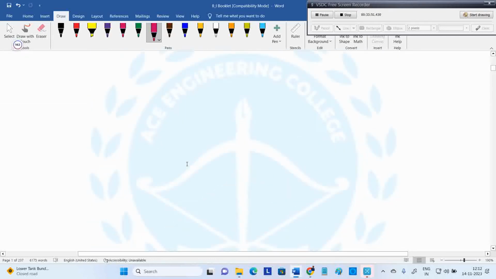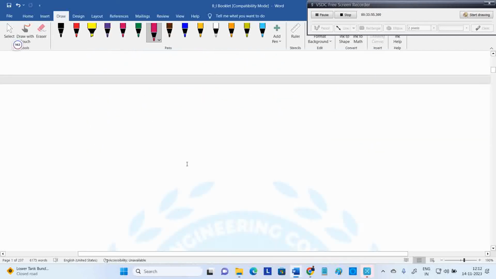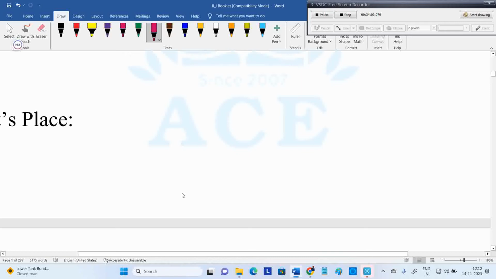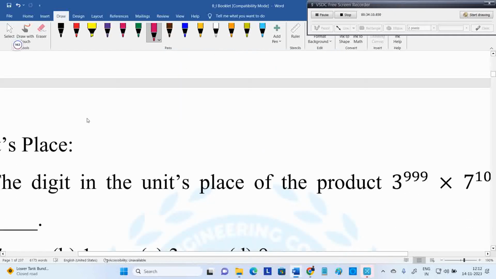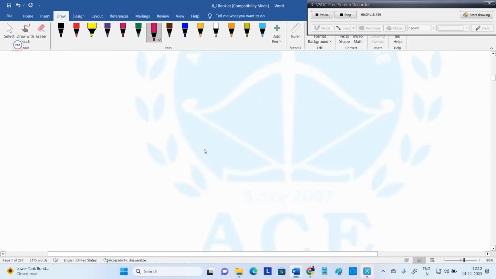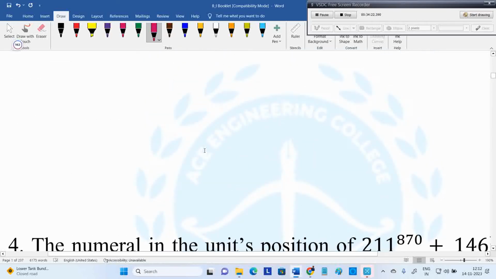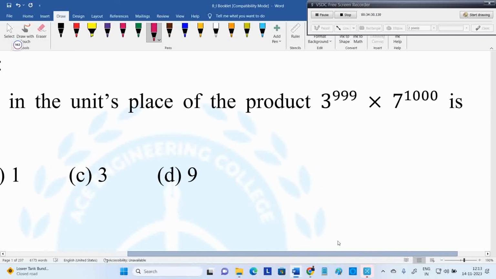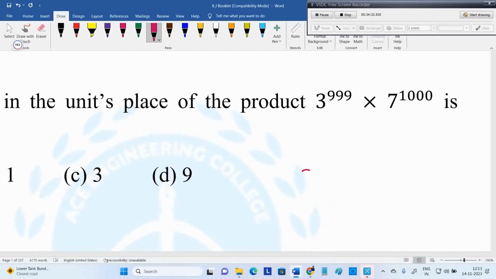Now let us see the first question here. Find the units place. We have given 5 questions here. See the first question: find the units place in 3 power 999 multiplied with 7 power 1000. So what is your analysis? What I said: take the power, divide by 4 and put the remainder in the power. That is sufficient for any question.